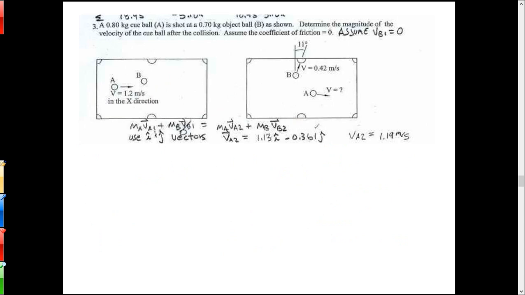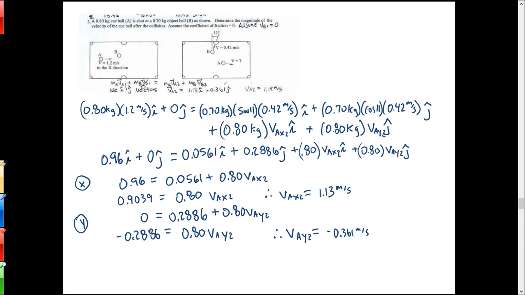Okay, the next one there, that's a momentum problem because you got two objects that are knocking into each other there. So you've got to treat that thing like a vector. So we got that initial momentum, mass times velocity in the x direction. So that's all i there. It's 0.96 i and 0j, because the only thing that's moving is that ball A in the x direction. And then you've got all the stuff that happens afterwards. So we got 11-degree angle, but that's with the y-axis. So 0.7 times sine 11 times 0.42 will get you the x component of momentum.